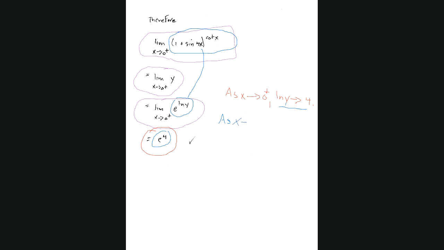I mean, as x approaches 0 from the right, e to the log of y, it's kind of nice when I write it out like this, e to the log of y would approach e to the fourth. I mean, what else can it do? It has to approach that. And so our final answer is e to the fourth power.